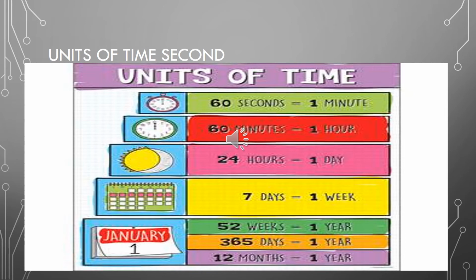Then 7 whole days are equal to how many weeks? 1 week. Okay, as we all know that there are 7 days in a week. Okay, then 52 weeks combine to make a whole year. Okay, how many weeks are combined? 52 weeks are combined to make a whole year. And similarly, in 52 weeks, how many days are there? 365 days are there. Okay, so we can say that a year is equal to 365 days.